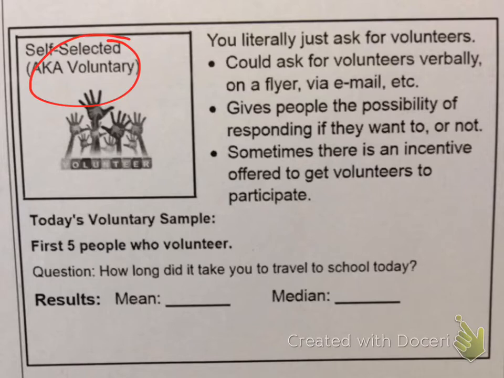An example of that is you ask for the first 5 people to volunteer: how long does it take you to travel to school today? And you would just call on people who raise their hands. That would be asking voluntarily, or self-selected.